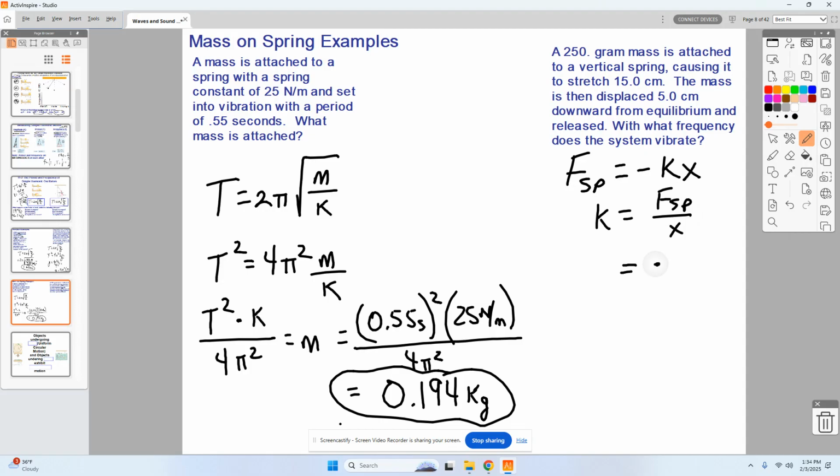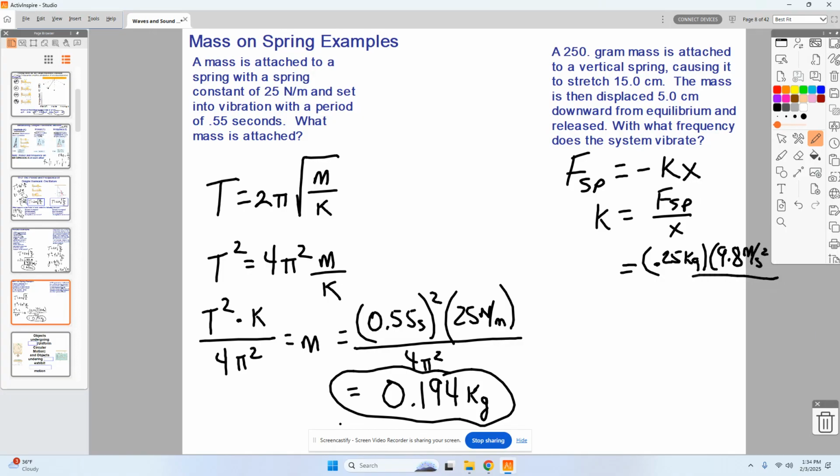In this case, that'd be 0.25 kilograms, multiplied by, I'm here on Earth, so I'm going to multiply that by 9.8 meters per second squared to get the weight of that object. Then divide that by how far it stretches it. So first thing I'm going to do is I'm going to determine K. 0.25 times 9.8, divide that by 0.15. And we get, for K.